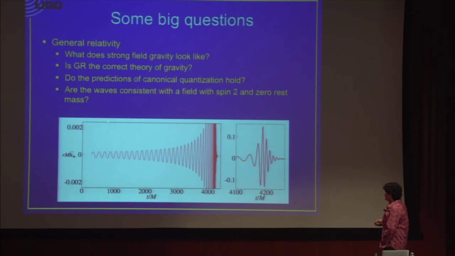The source turns off. And so this hashy region here has been of much interest for strong field gravity, which is, what does the merger phase actually look like? In fact, it was only calculated in full numerical form in the last decade or so.